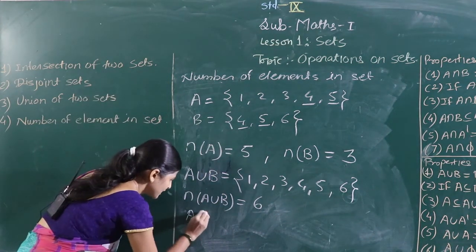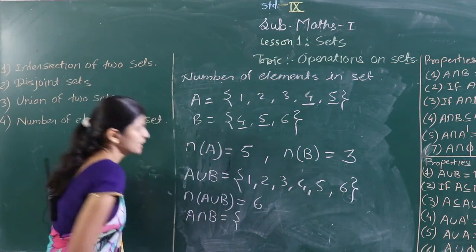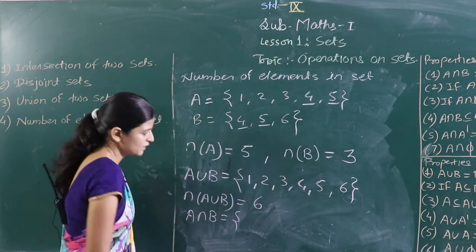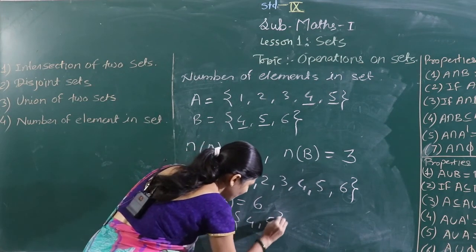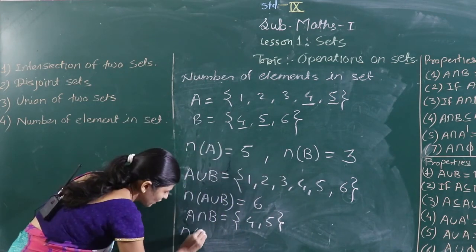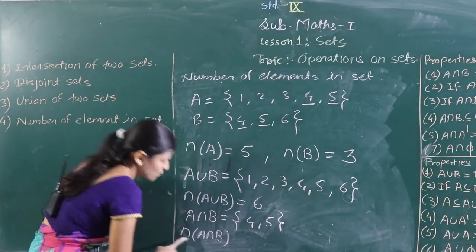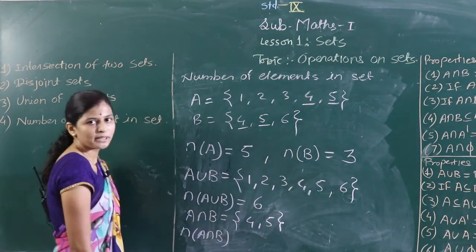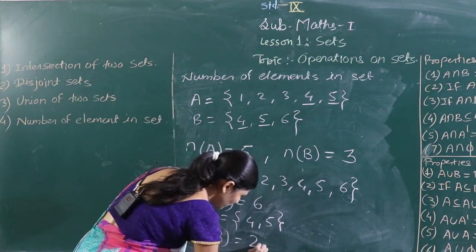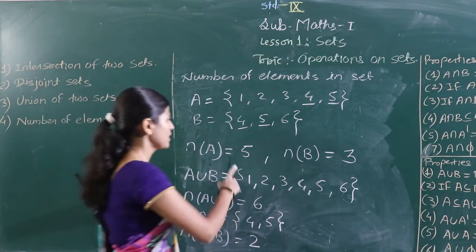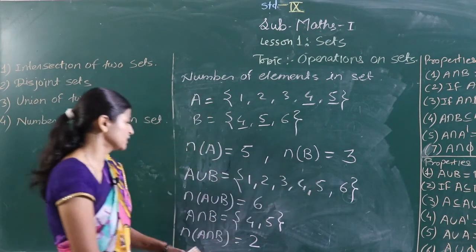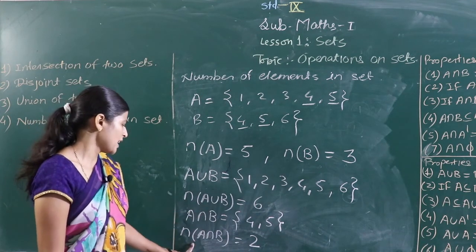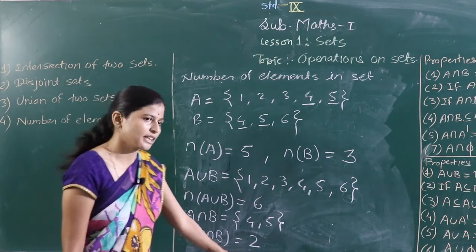Now we find A intersection B. Intersection means only what is common in both the sets. Only 4, 5 is common in both the sets. So we write down here 4, 5. Now we have to find n of A intersection B, means the number of elements present in set A intersection B: 1, 2. Only 2 elements are there. That's why we write down here 2. This is n of A, this is n of B, this is n of A union B, means the number of elements in set A union B, and this is n of A intersection B, that is 2.